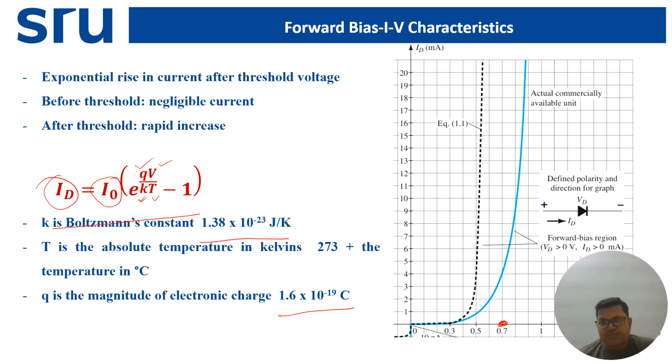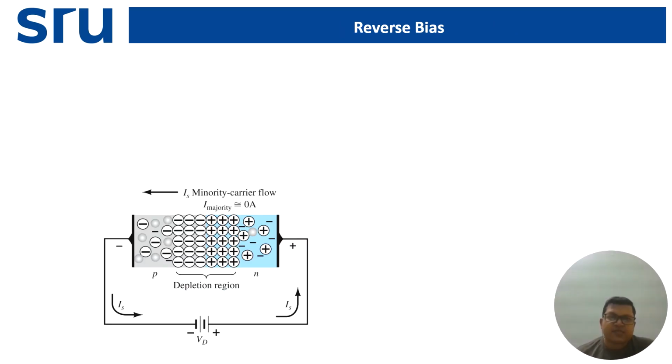As you can see, these are the actual commercially available units. Theoretically it might show a very sharp rise, but actually available commercial diodes have this kind of characteristic, a little bit less steep. And this is the knee voltage. After that, the current rises very heavily. Now we'll see the reverse bias condition.